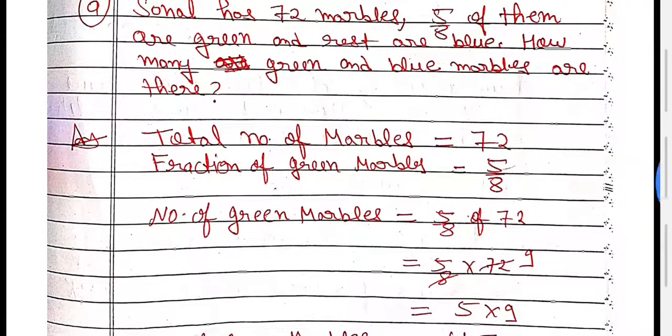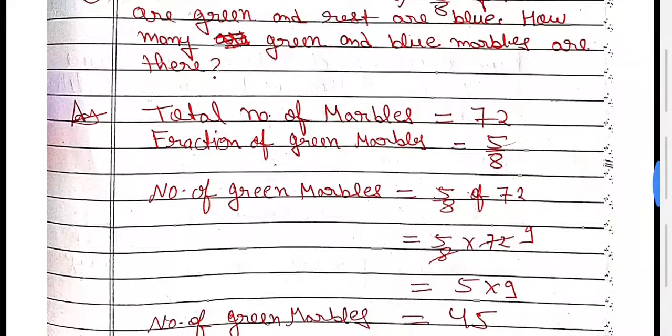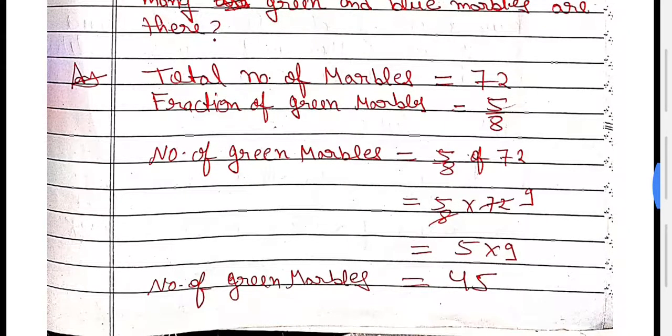Okay, total number of marbles you have is 72. Fraction of green marbles you have is 5 upon 8. Now just write here the number of green marbles is 5 upon 8 of 72. Write the fraction here and the total here. What do I see here? Total number of marbles 72 and fraction of green marbles 5 upon 8.